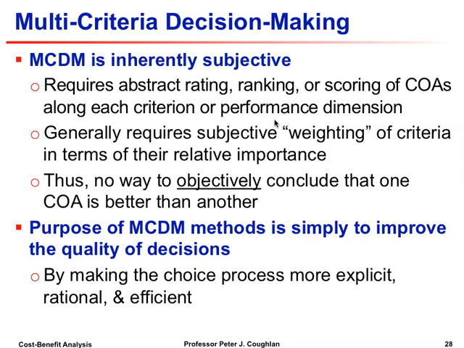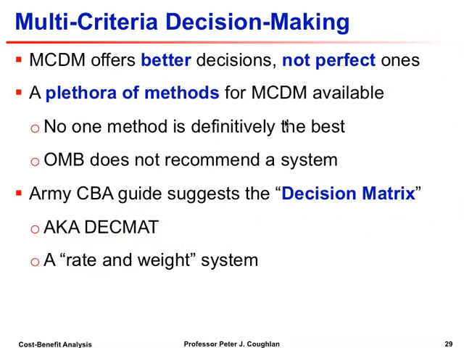So the purpose of multi-criteria decision making, therefore, is simply to improve the quality of decisions, not necessarily to make the decision for you, but to be an input and help you with the decision. Certainly it at least makes the choice process more explicit, rational, and efficient. But it offers better decisions, not perfect ones, like I say.